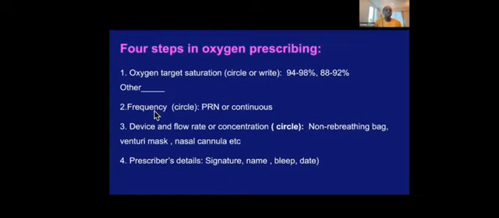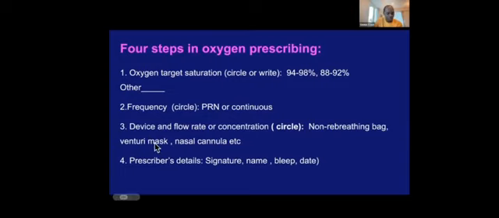Number 2, the next step is the frequency. Is it PRN, only when required, or continuous? Then you circle continuous, for example, in an acute setting. Then the device and the flow rate. Now choose the device and choose the flow rate. We discussed that before. For example, if it's a non-rebreathing bag, you circle non-rebreathing bag. And what's the flow rate for non-rebreathing? 15 liters per minute.